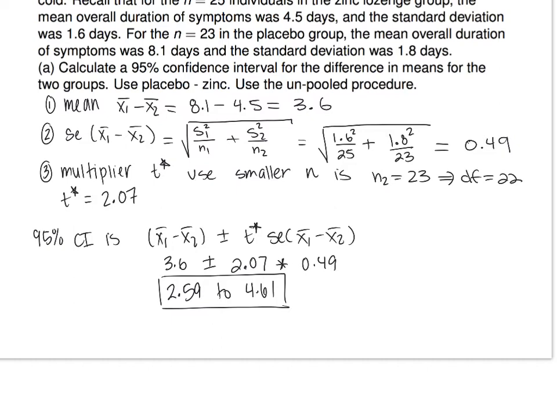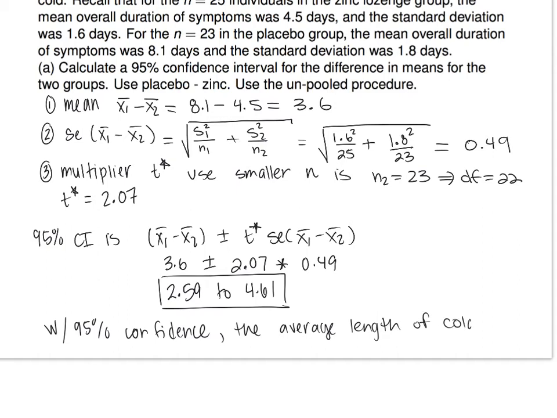What this tells us is that with 95% confidence, the average length of cold, or duration, whatever you want to say, is 2.59 to 4.61 days longer on the placebo versus the zinc.